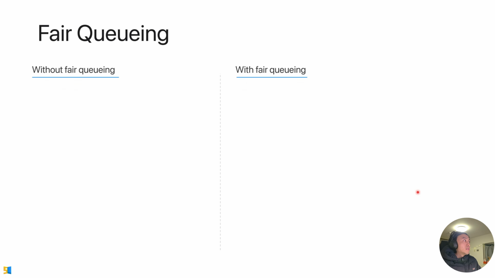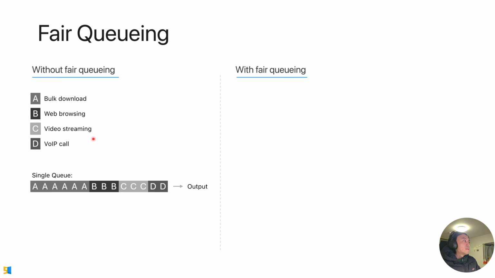Fair Queuing. So let's see if the router doesn't have fair queuing. Let's say we have four kinds of data package. A for bulk download, B for web browsing, C for video streaming, D for voice over internet. So if it doesn't have fair queuing, it will have a single queue. This single queue is a FIFO algorithm. We'll process the packages one by one, first in, first out, right?